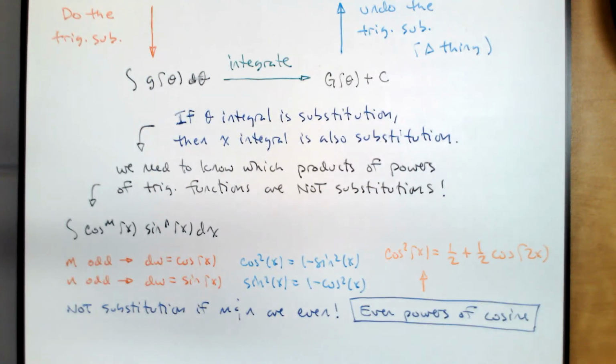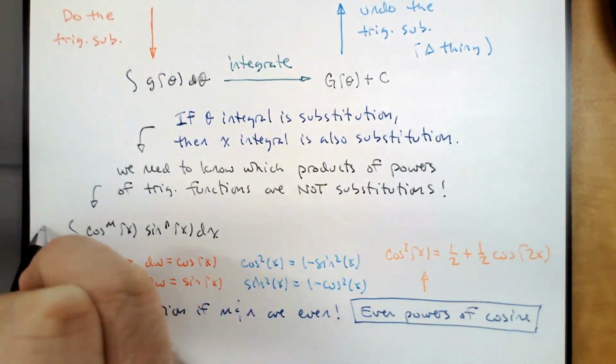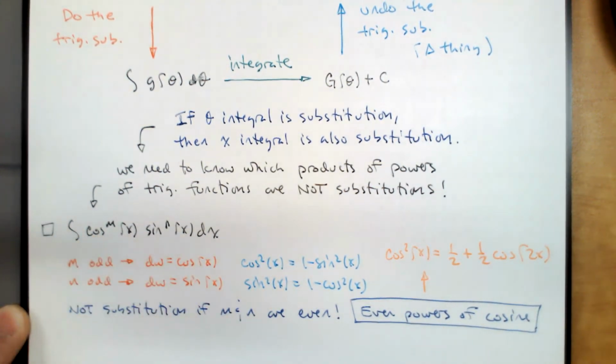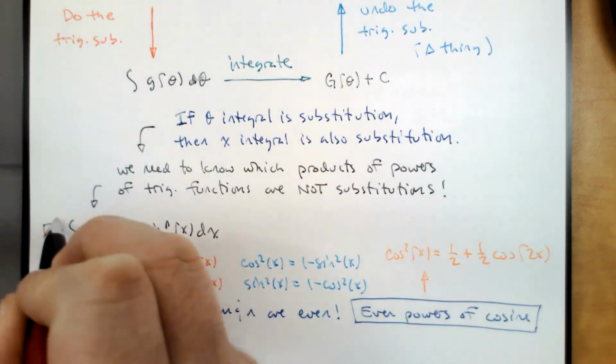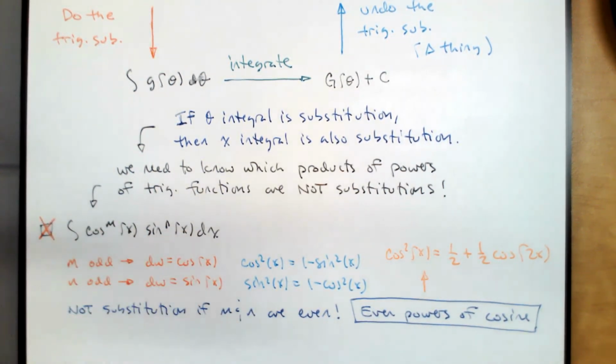So that's our first category that we have to deal with. We might be doing trig substitution and come up with sine to the fourth cosine squared. That's not a substitution, and we need to start converting those even powers of cosines to cosine of even number times x. So our cosines and sines, all sorted out.